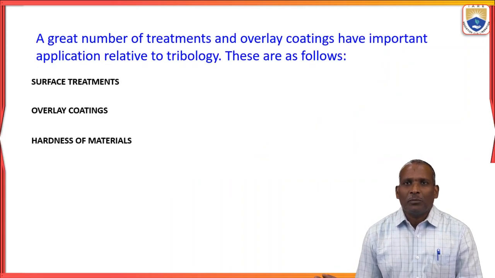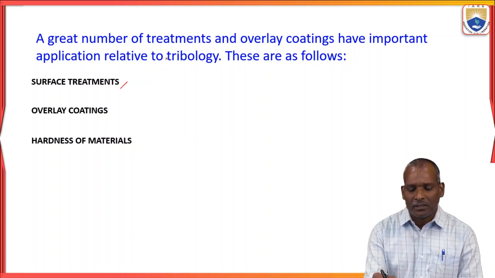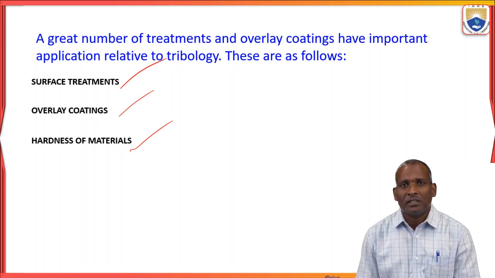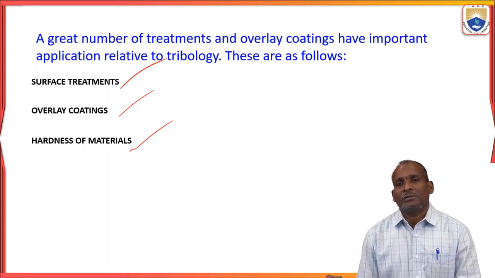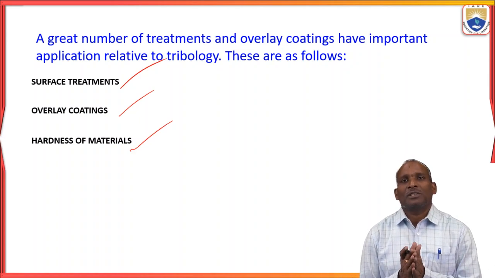Next, a great number of treatments exist to improve the surface topography of the material. The treatments and overlay coatings have important applications related to tribology. What are they? One is surface treatments, another is overlay coatings, and then hardness of materials. Clear? Here, different surface treatments are there in mechanical engineering. Heat treatment on the material side is related to metallurgy. Then surface treatments include nitriding, annealing, and carburizing. All these are surface treatments. By using these surface treatments, which are heat treatment processes, you can improve the mechanical properties, the heat resistance, and the corrosion resistance of the material.